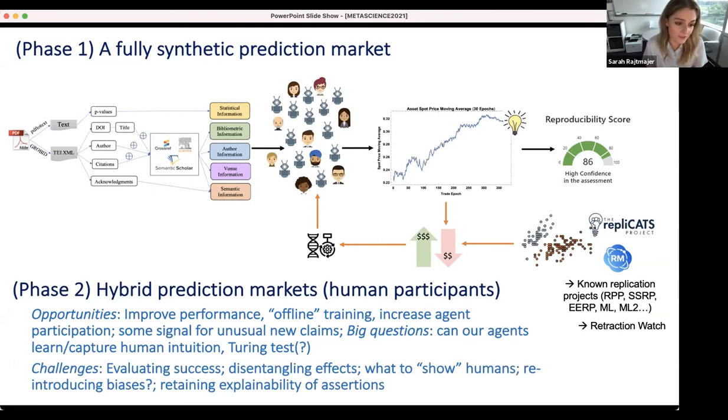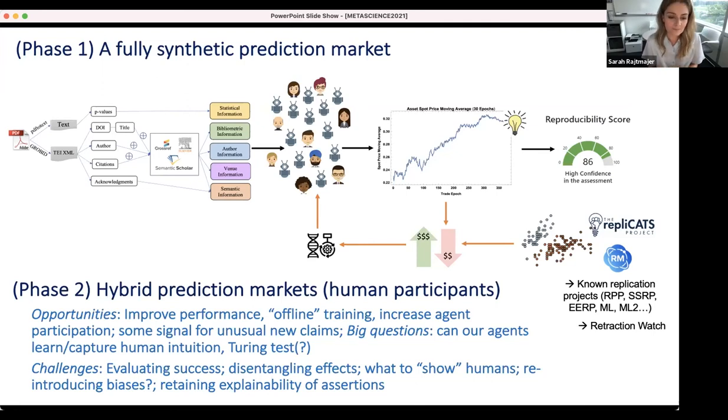Challenges that we face or we need to address are a few. So we need to make sure that when we incorporate our humans into our prediction markets, that we can disentangle some of the effects that may be occurring due to the hybrid setting. We also are now determining what we should show humans. So we show our agents the features that we've extracted from our papers. It's not clear that we should show the human participants those features in that form or just let them read the papers themselves. We're also worried about reintroducing some of the biases that we had designed the synthetic system to skirt. And we're also worried about retaining the explainability of our assertions.